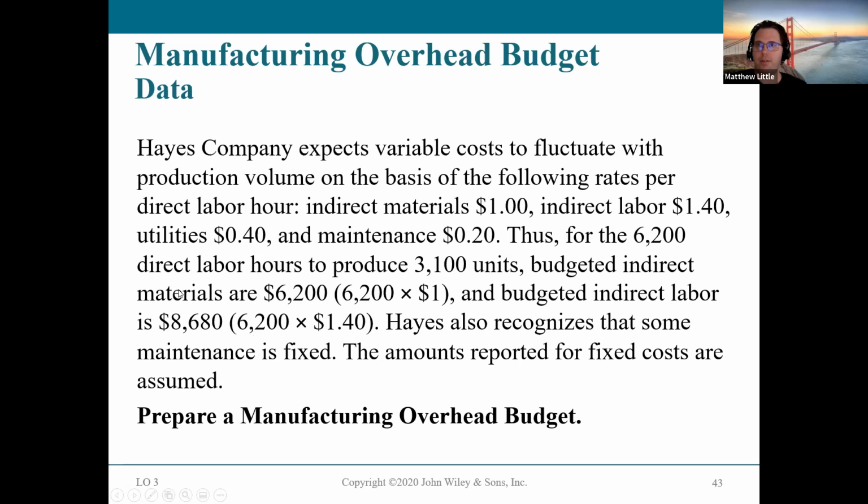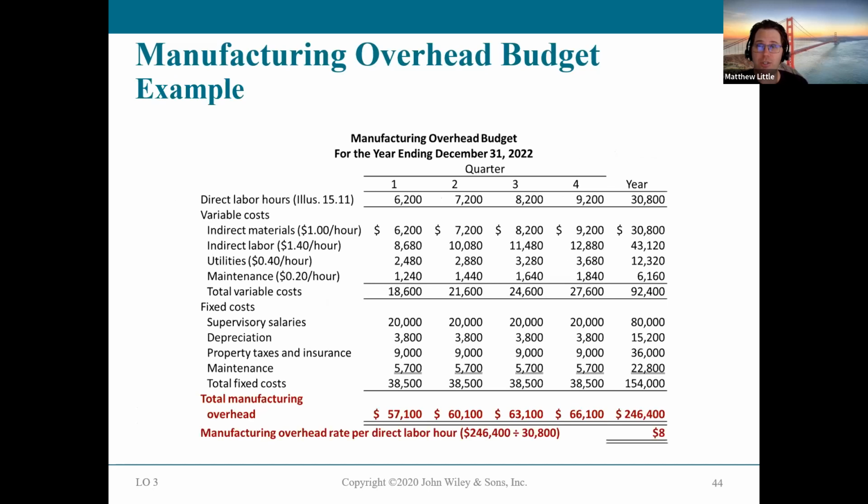Okay. And we're not calculating utilities and maintenance yet. Okay, we'll do that in a moment. Hayes also recognizes that some maintenance is fixed and the amounts reported for fixed costs are assumed. So we're asked to create a manufacturing overhead budget. So the next slide here shows you what that manufacturing overhead budget might look like.